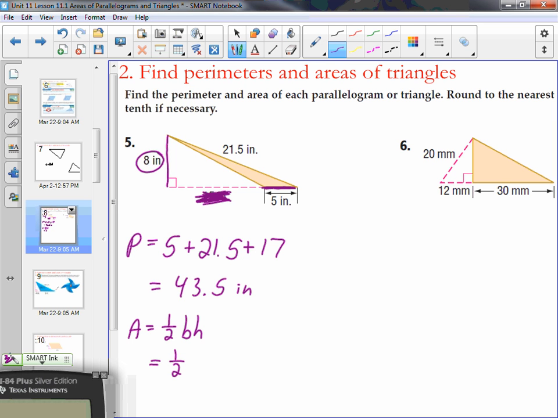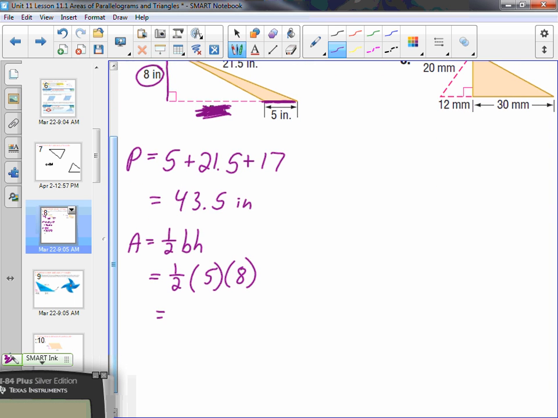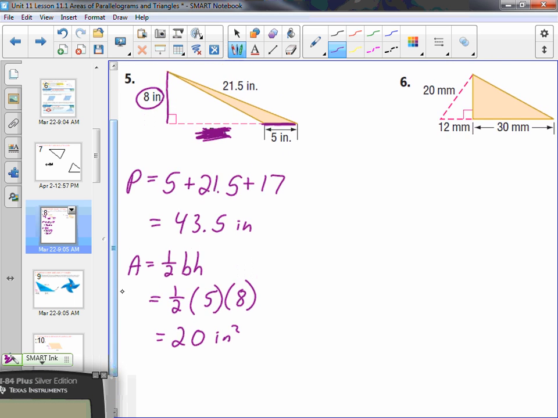Okay? So the base is 5. The height is 8. Now, you can multiply in any order you want. So here's the way I do it in my head. What's half times 8? 4. What's 5 times 4? So 20 square inches is our area. All right. Number 5 makes sense.